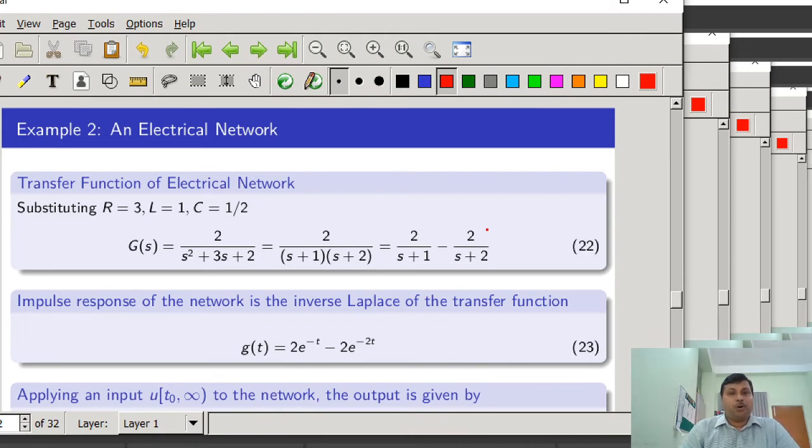Because we want to compute the impulse response of the system, which by definition we know is the Laplace inverse of the transfer function. So if you take the Laplace inverse of G(s), you will get the impulse response of the network, that is g(t) = 2e^(−t) − 2e^(−2t). Okay, so I hope you have understood how, by taking the inverse of G(s), I got the impulse response of the system. How did you get that?